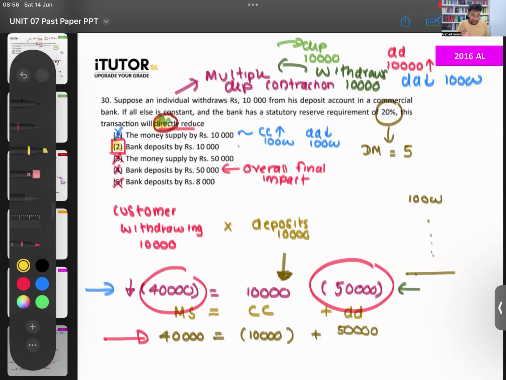Just make a note and keep: if they ask for direct impact, they're referring to the immediate impact. If they ask you for the overall impact, then you can go and explain it this way. You can explain it based on this story. That is the overall impact, what I'm shading in yellow. But direct impact, you don't think of credit creation and all of it, just the direct immediate one that you look at. Okay. So 30 is number 2 then. Then we go into the next one.